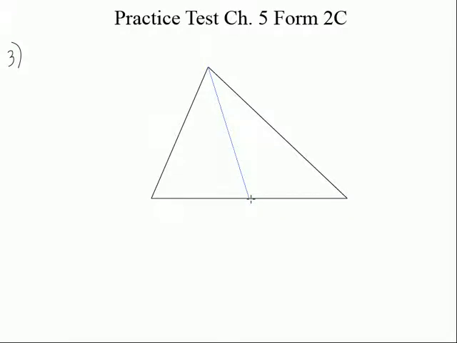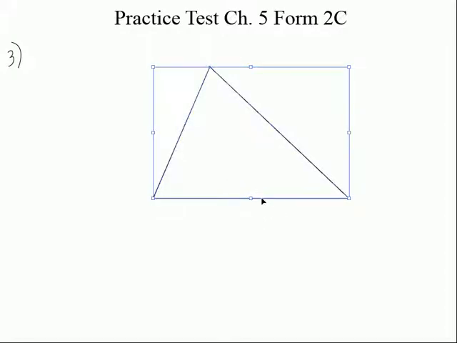So if we find the median, how do we find the median? We go from the vertex where? To the midpoint of the opposite side. That's right. I'll tell you what, let's get rid of that. I just want to see this. Okay, that's where the middle is, right where that dot is. So I'm going to start here and go to there. All right, so that is the median.